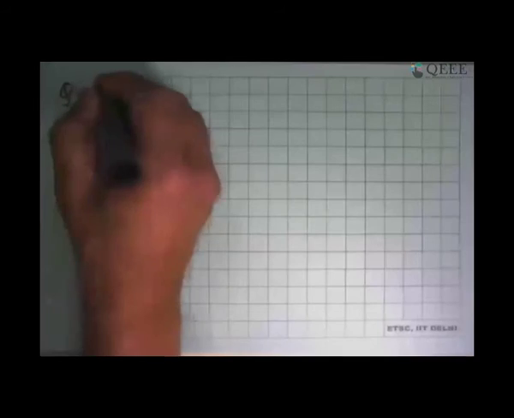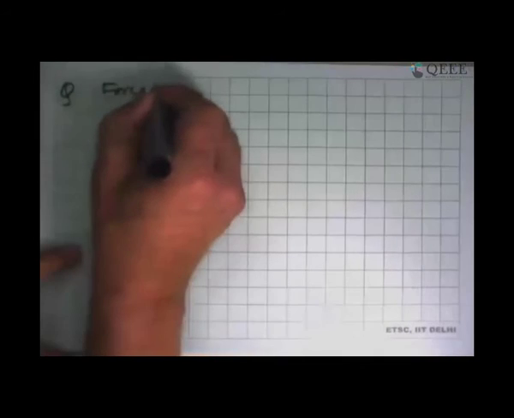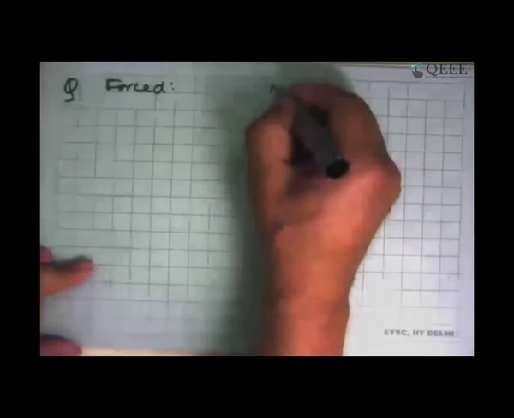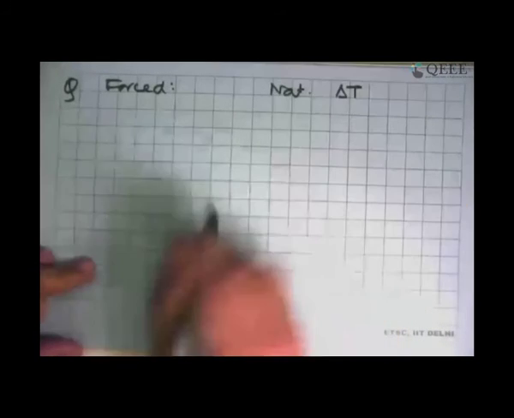Okay, then the next question is the difference between natural and forced convection. Well, we have already explained that in forced convection, it is an external agent which is driving the fluid. In natural convection, it is the delta T which is driving the fluid.